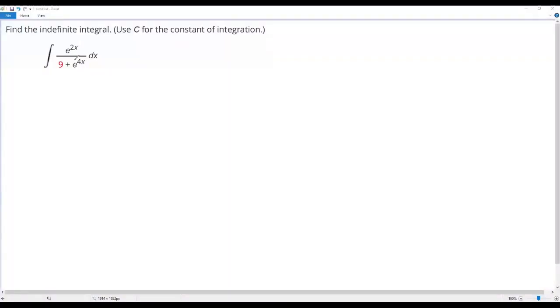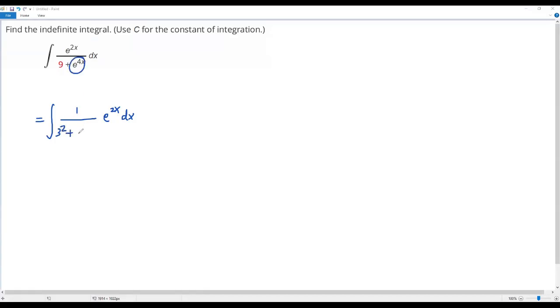Here we have a problem on integration, that is, we have to evaluate this indefinite integral. Okay, let me start working on this. My first step: I'm going to write this e to the power of 2x along with dx. Then I'm getting just 1 over here, and here we have e to the power of 2x times dx. And also I write this 9 as 3 squared, positive.